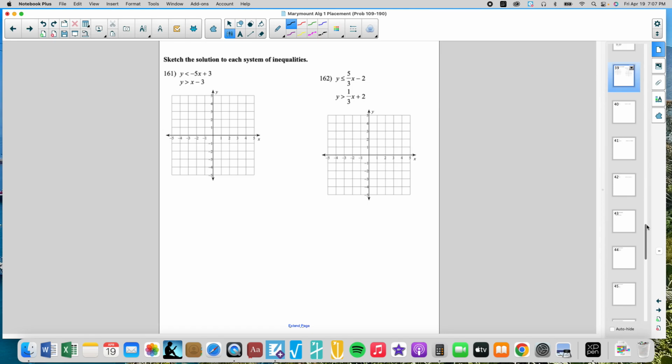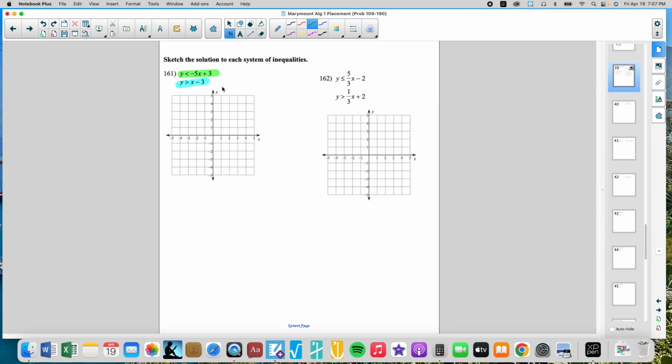We're getting there. Sketch the solution of each system of inequalities. So here is very like systems, but this is an inequality. So I'm going to do that one in green, that one in blue. And we will see where they share the intersection. There's going to be a lot of points.